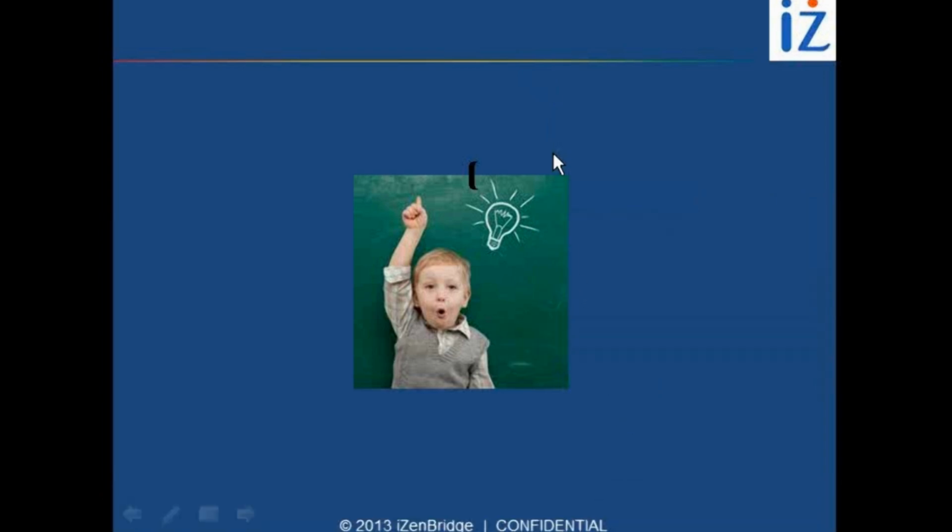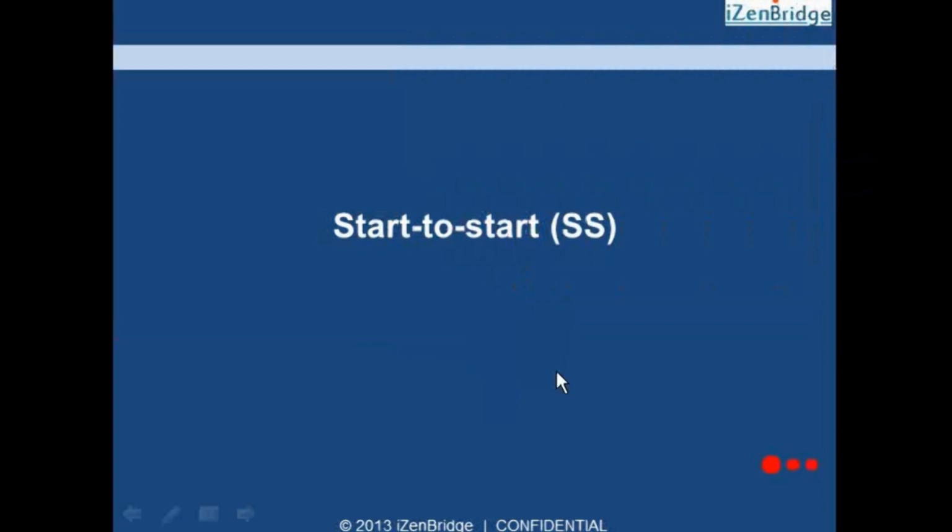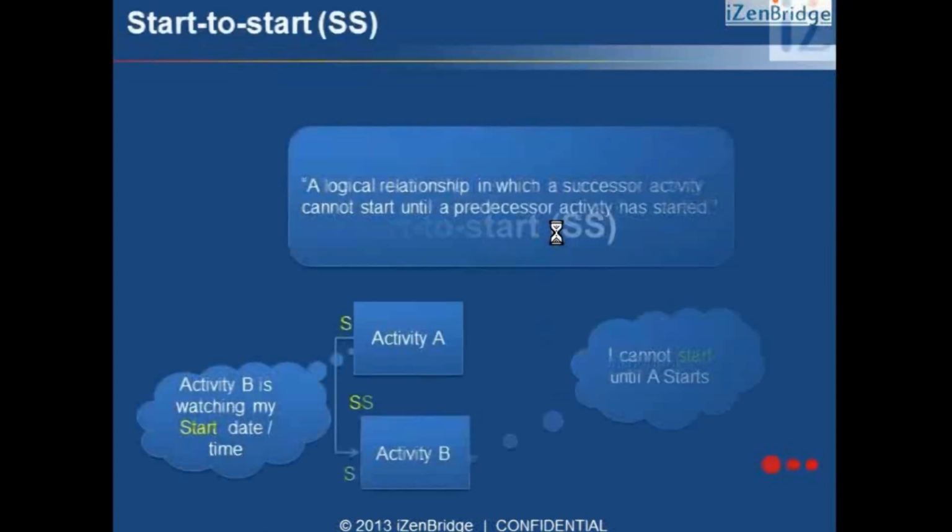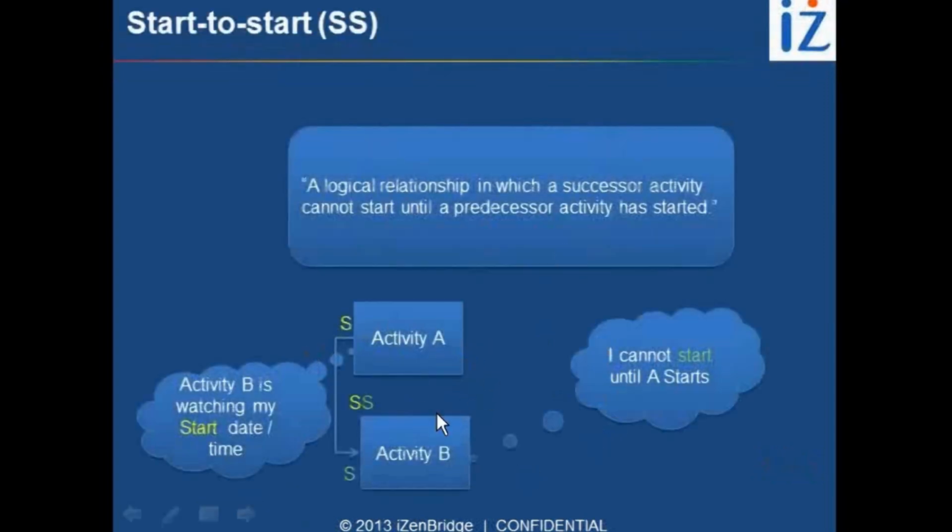Okay, let's move to the other interesting ones. Now, what does it mean? I cannot start till the previous activity has started. So you can visualize it like this. A logical relationship in which a successor activity cannot start until a predecessor activity has started. So in this, activity B is primarily waiting for activity A to start. So I am watching your start. I cannot start till you have started.